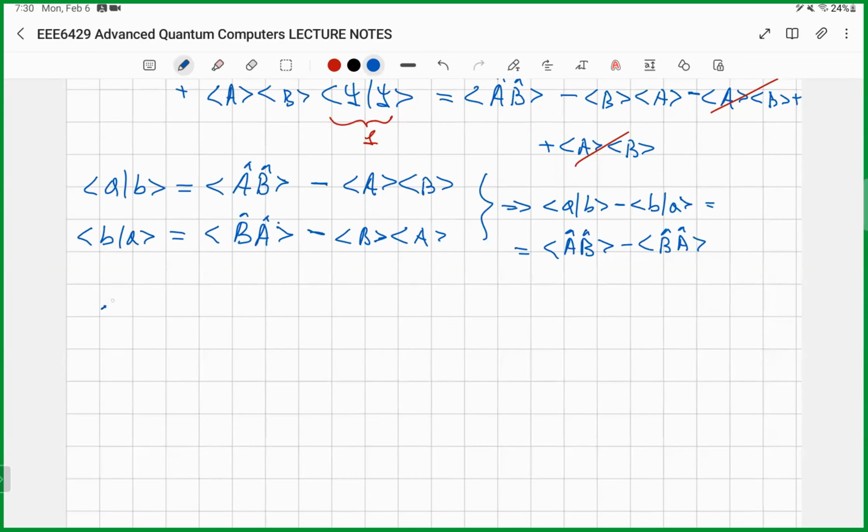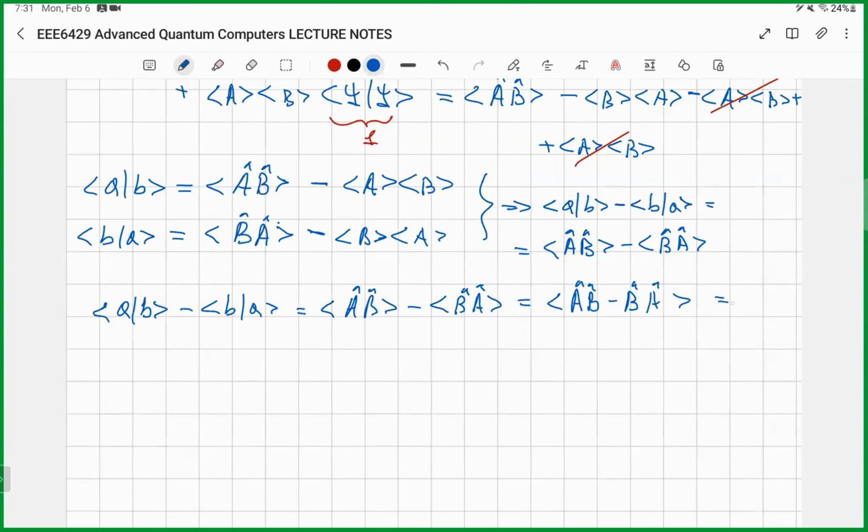So yeah, let me write this here. The AB product minus the BA product is equal to the expectation of AB minus the expectation of BA, right? And this is equivalent to taking the expectation of AB minus BA, due to the linearity of this operation.